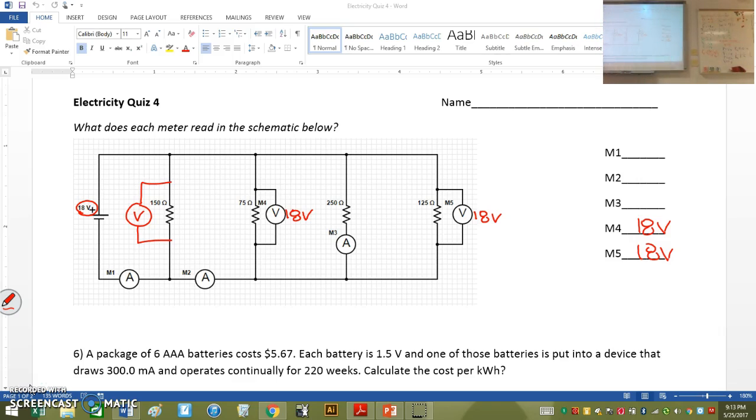To figure out this one, M3, that's measuring current. So if you use the whole idea of V equals IR, and the voltage across this, because they're all in parallel, the voltage is 18 volts. And the resistance is 250, so you can now find I. And that turns out to be 0.072 amps. So that's what M3 is.